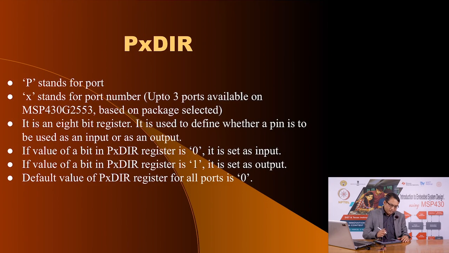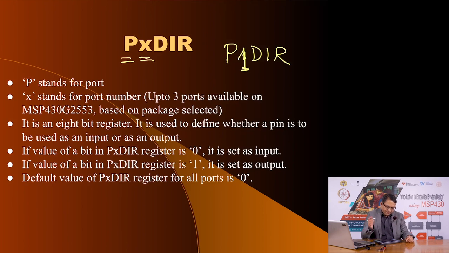So, we have already gone through that. Here X refers to the particular port, P refers to the port. So, if I say P1DIR, that means I am talking of the direction register associated with port 1. And if we choose the 28 pin package, you will have port 1, port 2, port 3. It is an 8 bit register. A value, if you write in a particular bit, so you have 8 bits in a port.